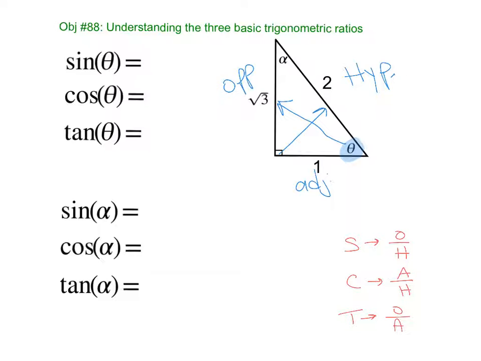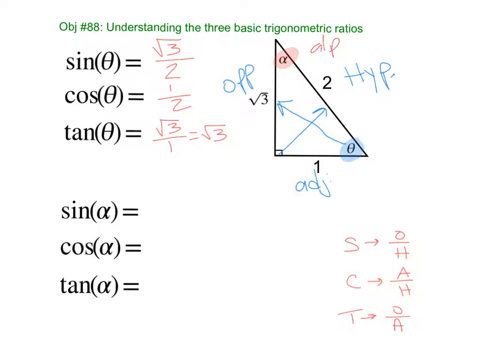So sine is opposite. The opposite side is root 3 over the hypotenuse 2. Cosine, adjacent over hypotenuse, that's 1 over 2. And tan is root 3, opposite over adjacent. But now they give us this other letter. So this letter is same idea. This one is called alpha. That letter is called alpha.